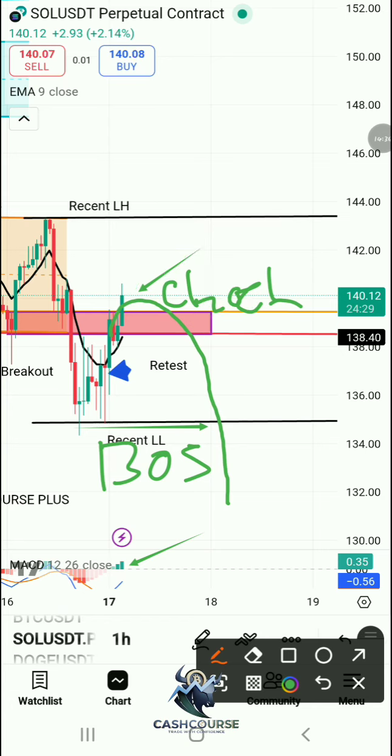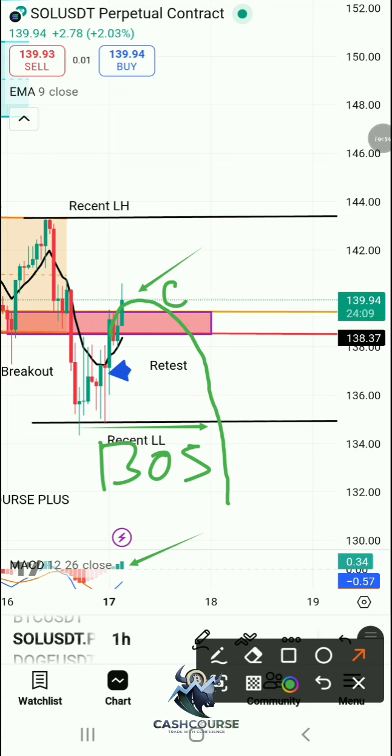If we have a change of character, meaning that we're having lower highs, lower lows, higher highs, higher lows, and then we just had a lower low like this, and this is the change of character and the lower high, then we can enter the market at this point so that it can go down with us. Okay, so that is it for that.